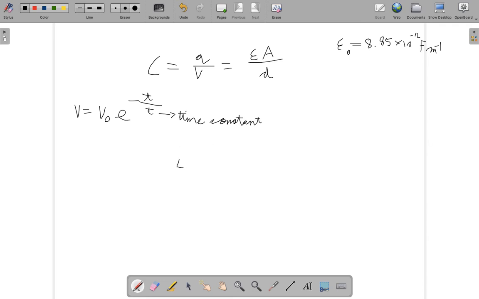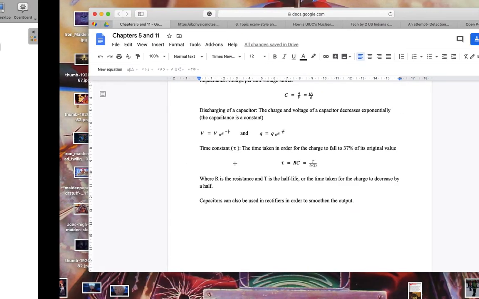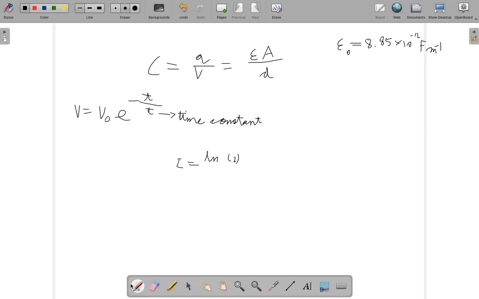And tau is given by, sorry, wait, hold on, is given by t half-life, or the time taken for half of the voltage to discharge, or half of the charge to be discharged, over ln 2. And it also equals the resistance of the circuit you've put it in times the capacitance of the capacitor. That's what our tau equals.